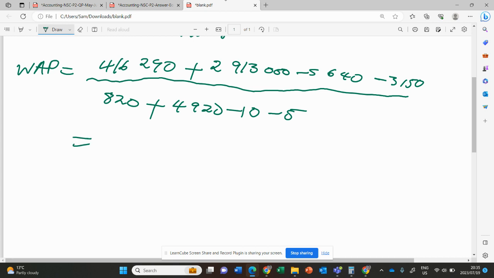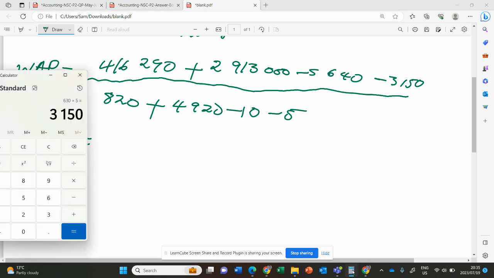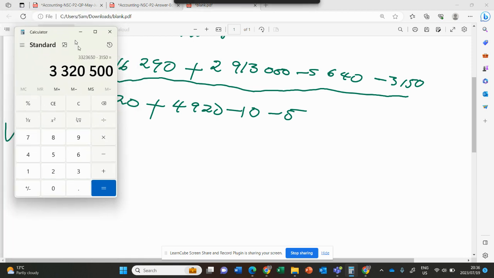Now let's get the weighted average price. Let's calculate. That will be 416,290 plus 2,913,000 minus 5,640 minus 3,150. Are we getting 3,320,500?